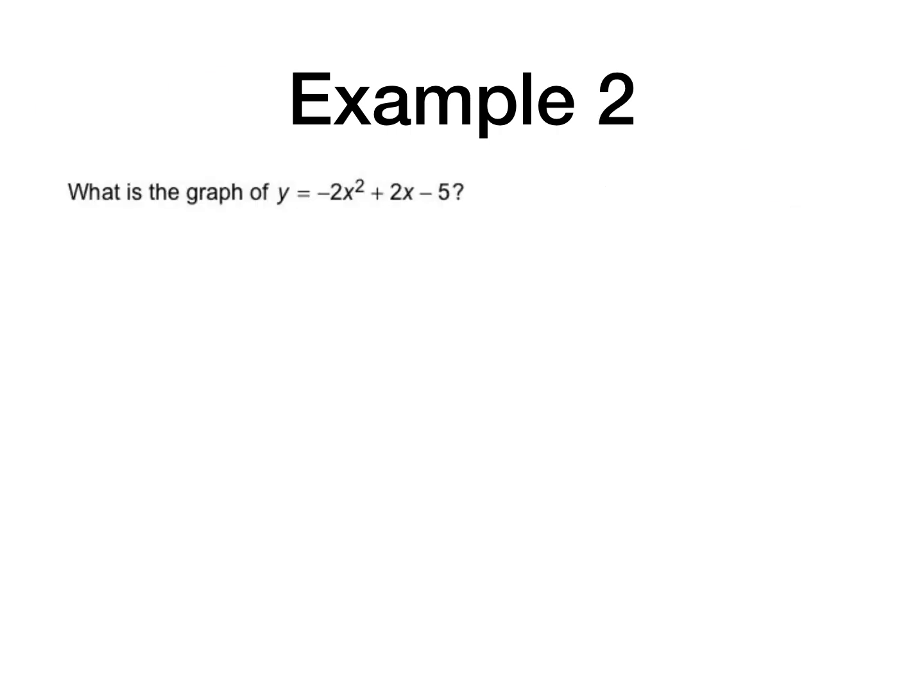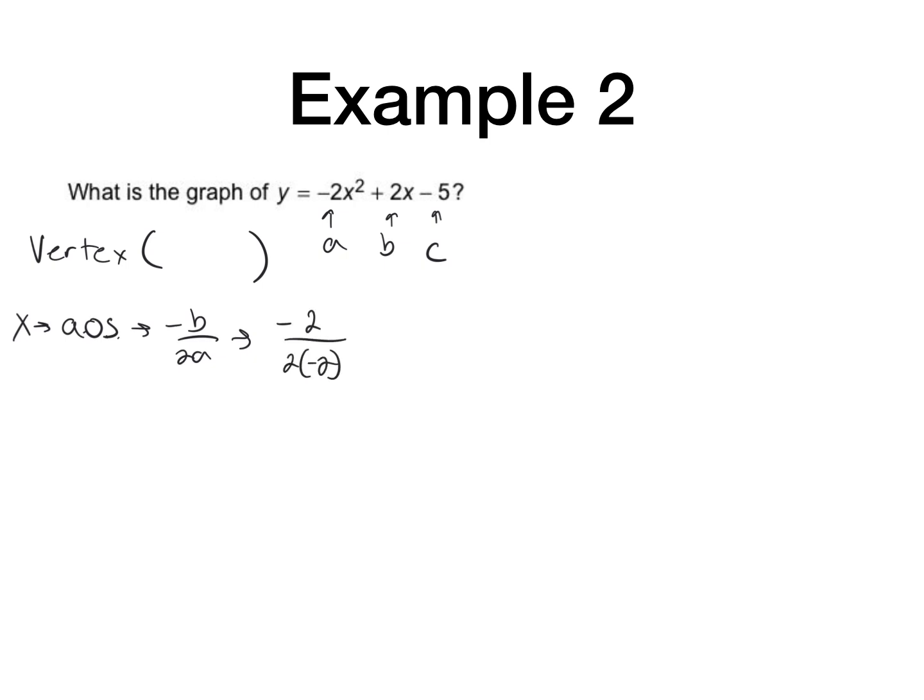So to find and graph this problem, the first thing you want to find is the vertex. So to find the vertex, you need to find the x and the y. So what is our x for the vertex? It's the same thing as the axis of symmetry, which is the -b over 2a. So your a is -2, your b is 2, and your c is -5. So it's going to be -2 over 2 times -2. So -2 over -4. That becomes a +1/2. So that is the x value for our vertex.